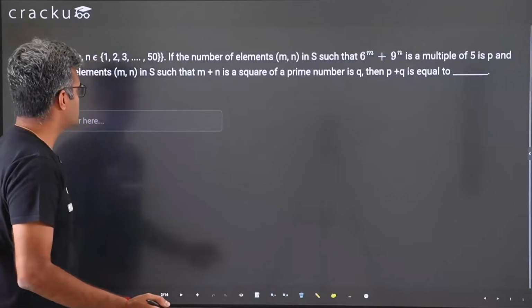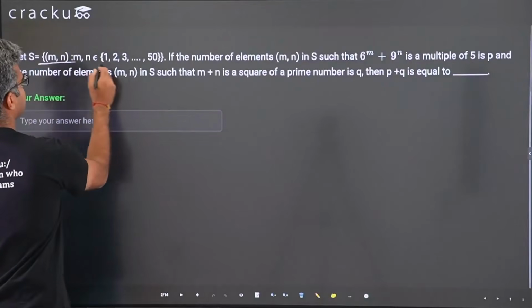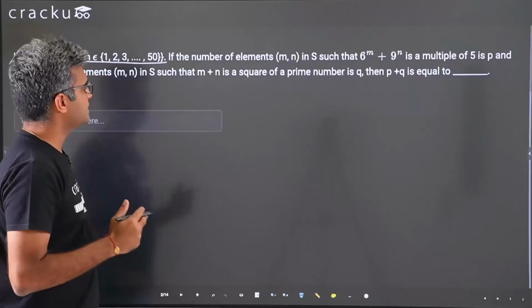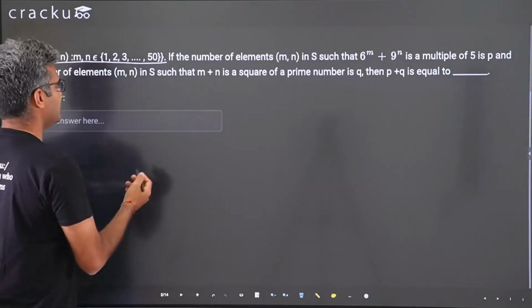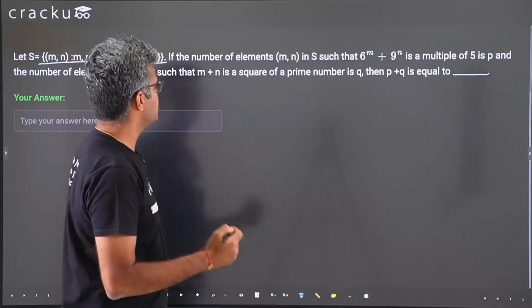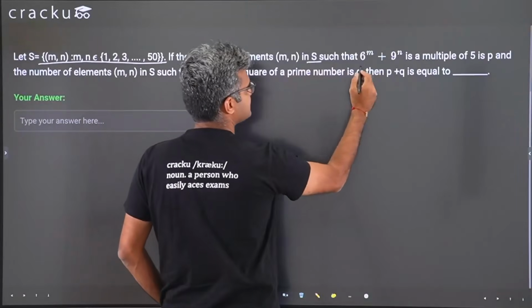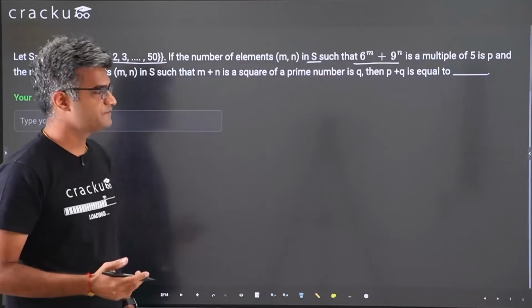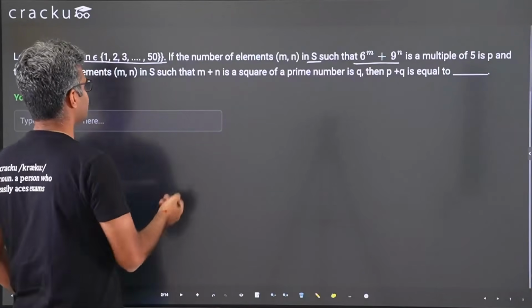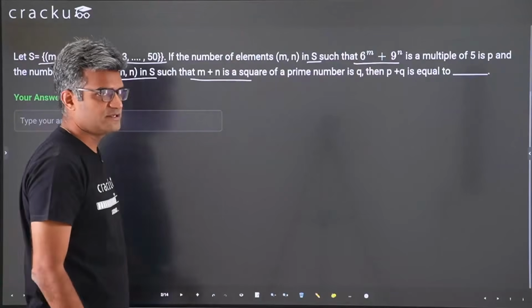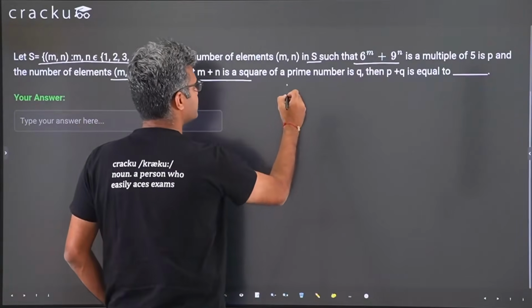In this question, we are told that there is a set of 50 natural numbers from 1 to 50. We are required to calculate the value of P and Q and then add P plus Q. What is P? P is the number of elements in S such that 6 to the power m plus 9 to the power n is a multiple of 5. Q is the number of elements m and n in S such that m plus n is a perfect square. So let us first calculate the value of P.